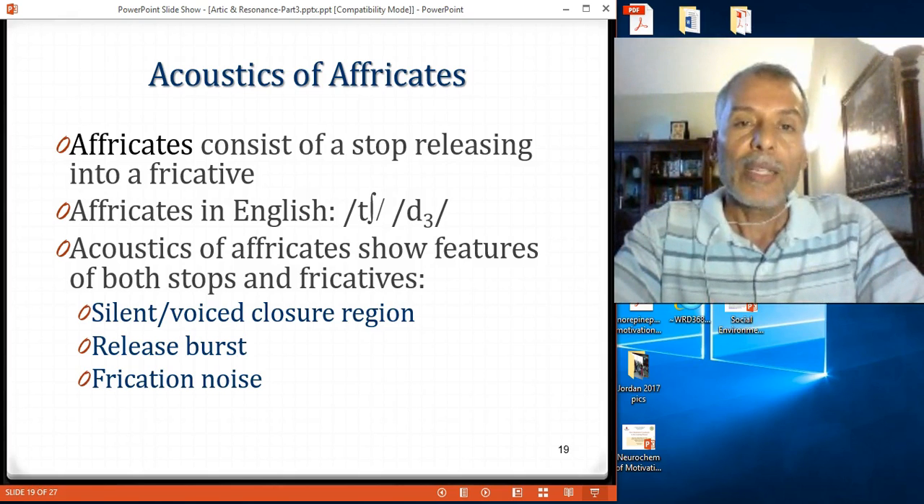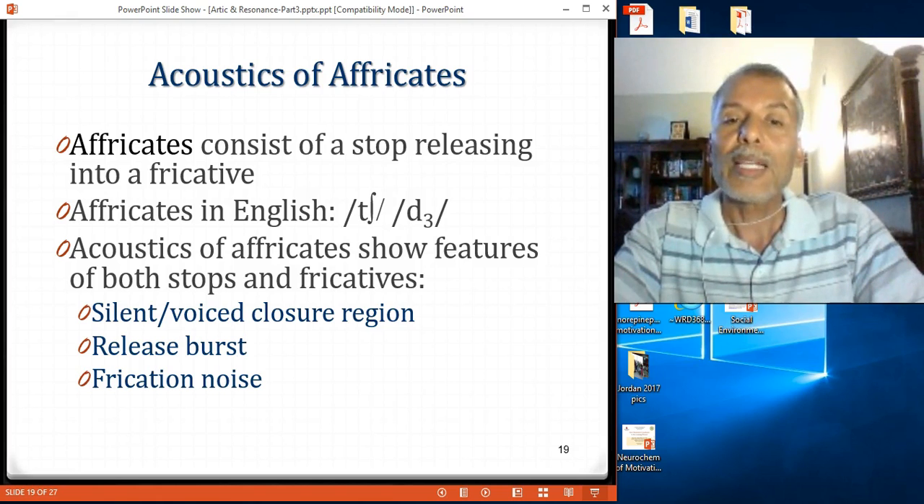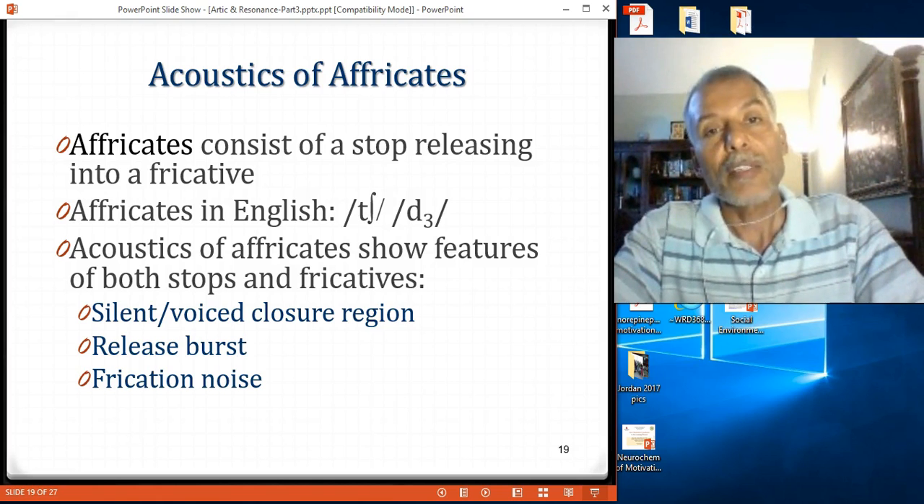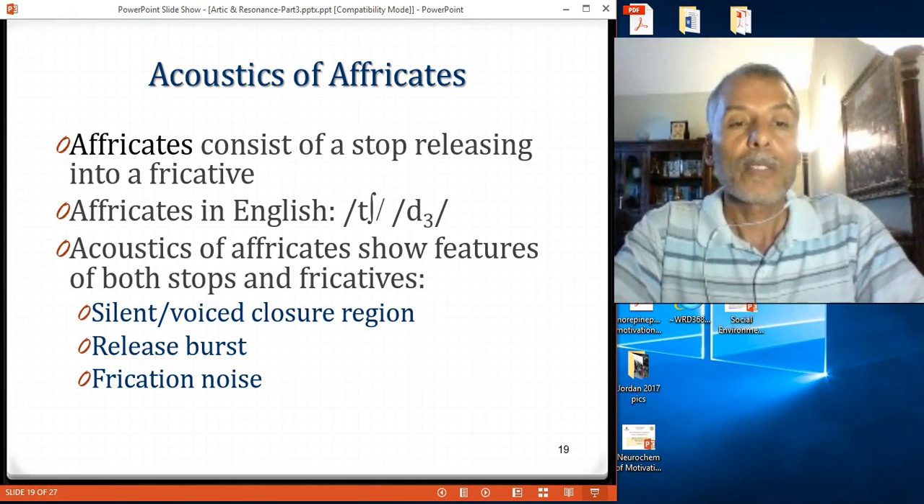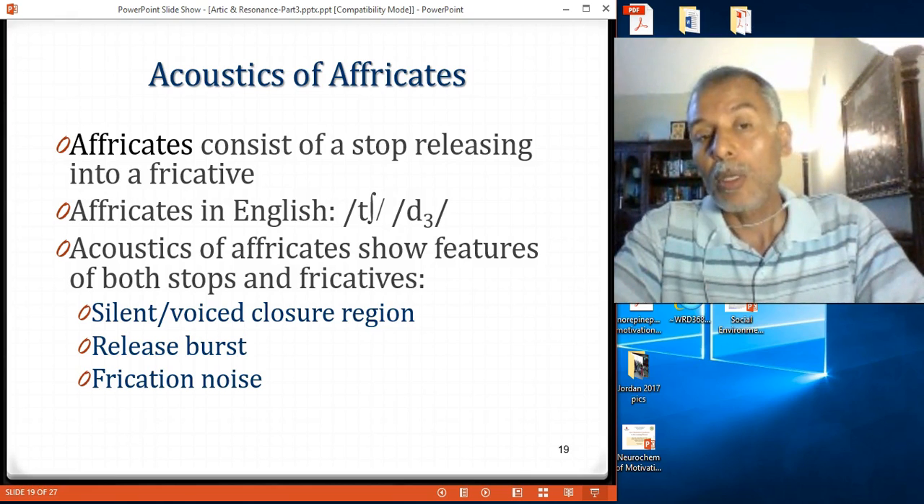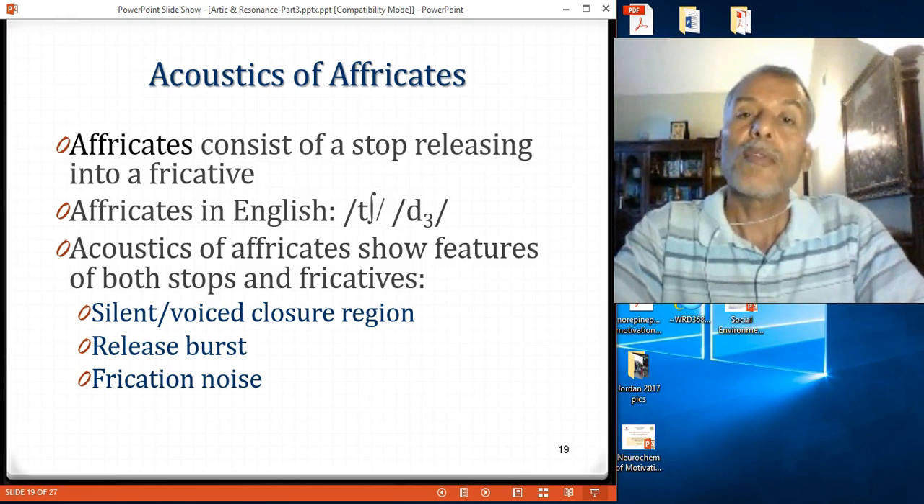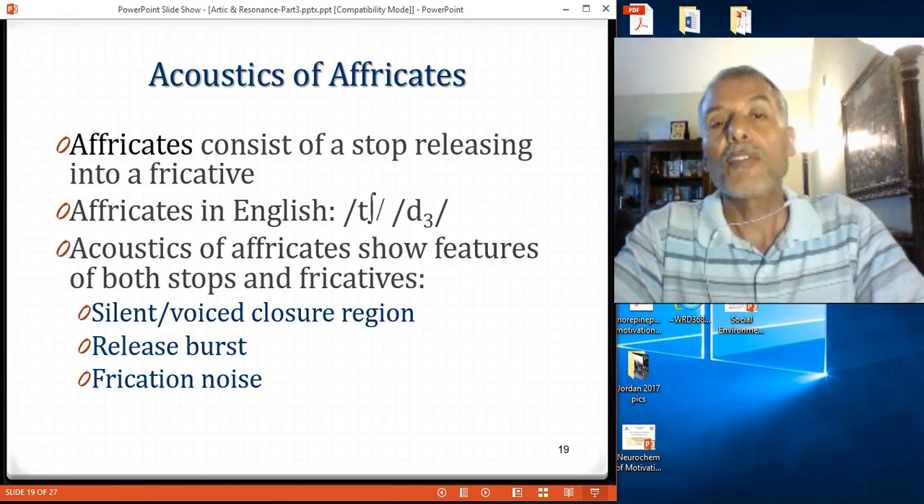You can see the affricates basically combine the same qualities as the stops and the fricatives. In both stops and fricatives, you are going to have the silent voiced closure before you release, and then a release burst, and then you have the frication noise.